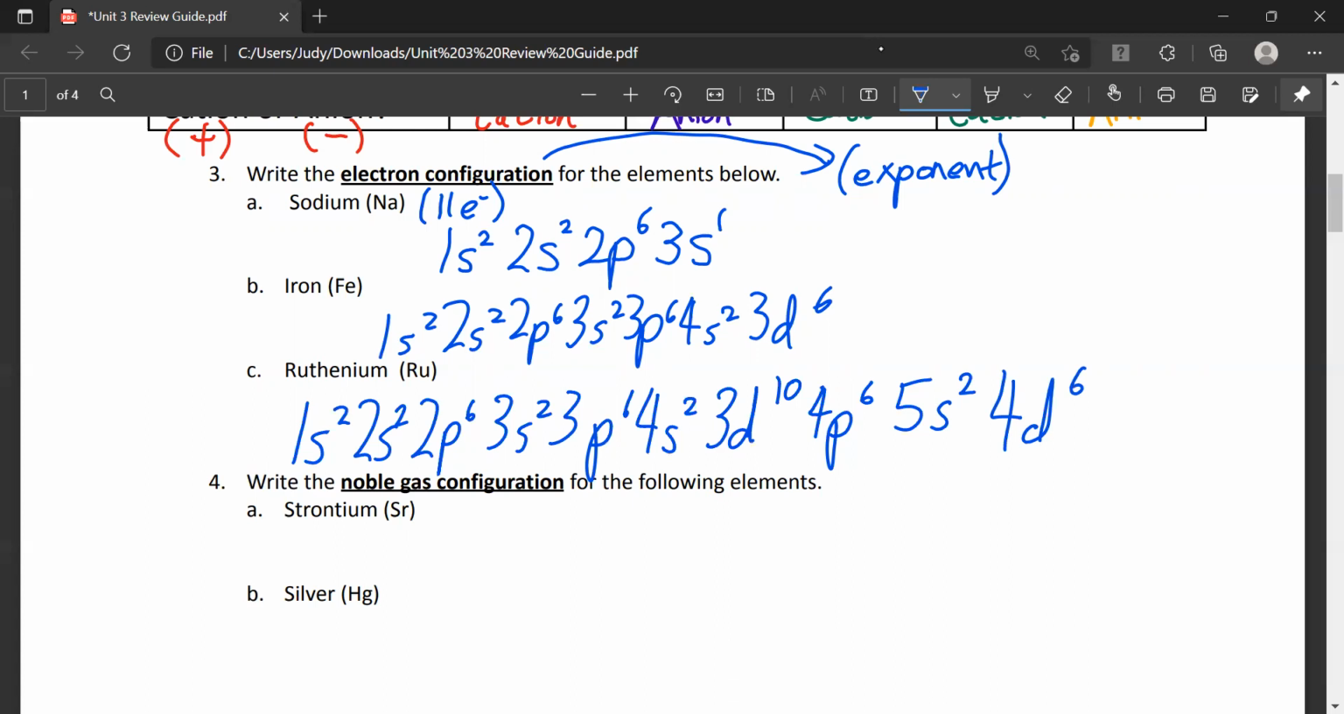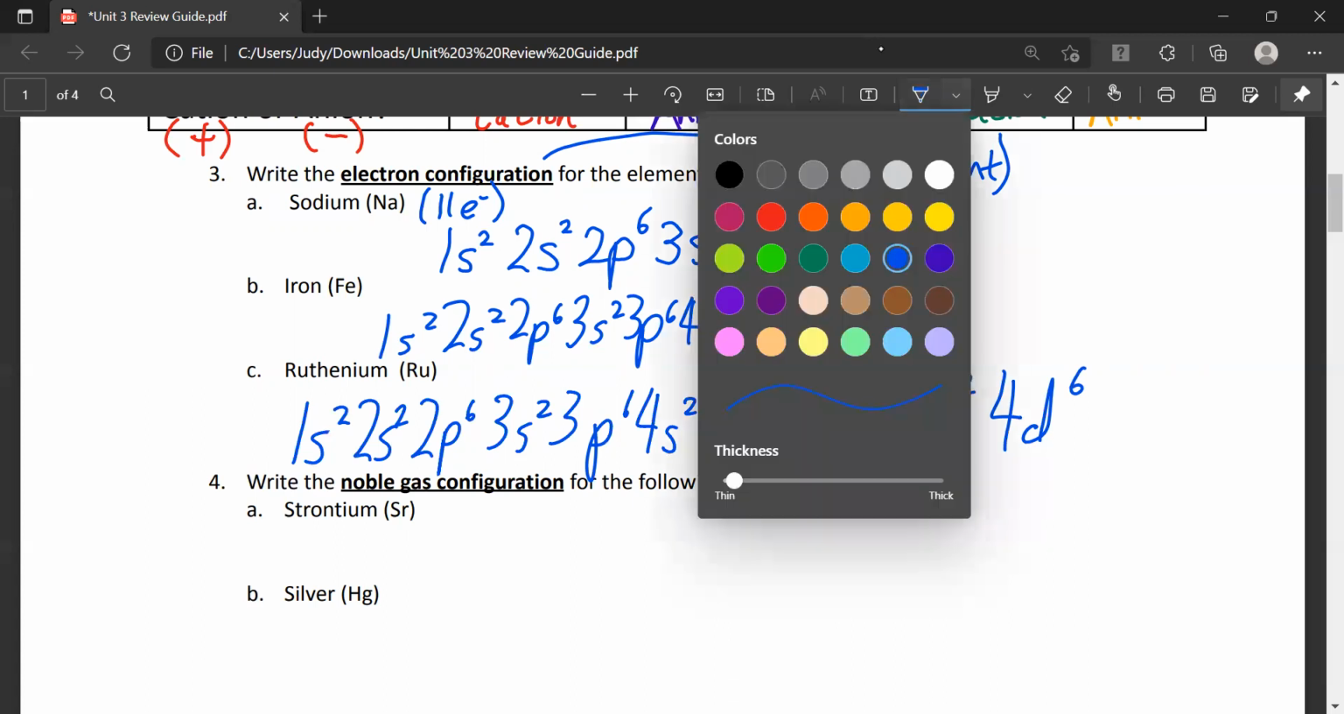Now you're going to probably ask, Mr. Yo, why can't we use the shortcut method? Well, now what we can do is use the shortcut method of the noble gases, which is shown below.